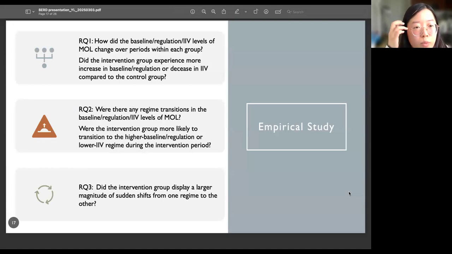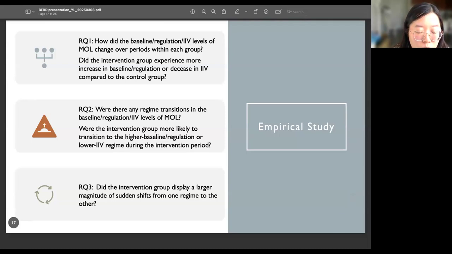First question we are interested in is how did the three dynamic features change over periods within each group? And also on a between group level, we would like to know whether the intervention groups experienced more increase in baseline or regulation, or decrease in IV level compared to the control group, because we wanted to know whether there are indeed some between group differences to indicate the intervention effects.